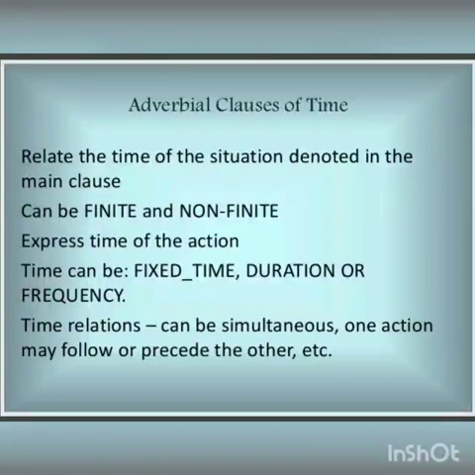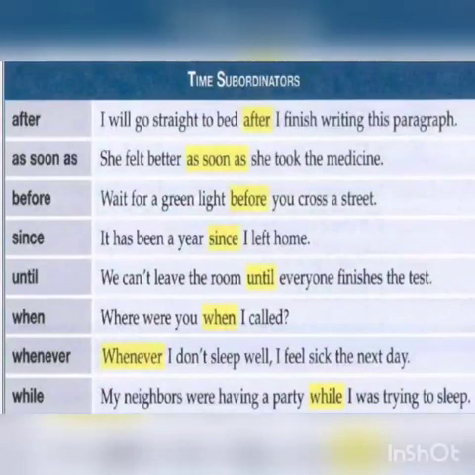Let us see some examples. Let us take the first example. I will go straight to bed after I finish writing this paragraph. The main clause is I will go straight to bed. The subordinate clause is after I finish writing this paragraph. Children, I told you that mostly adverb clause of time answers the question when. I ask the question when to the verb. When will I go straight to bed? You get the answer: after I finish writing this paragraph. So, it is an adverb clause of time, modifies the verb will go in the main clause.